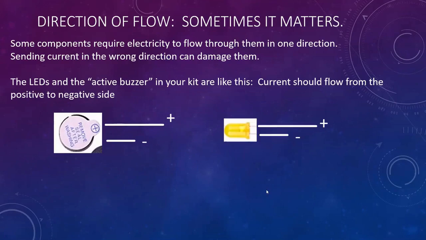It has to be that way because if you try to send electricity through these components in the wrong direction, it can either not work or harm the components. You can burn them out, you can hurt your circuit or the Arduino. So you have to be a little careful about the direction of current flow.